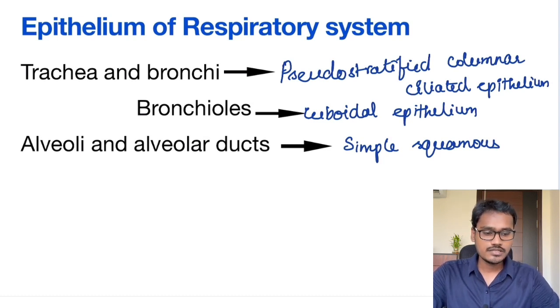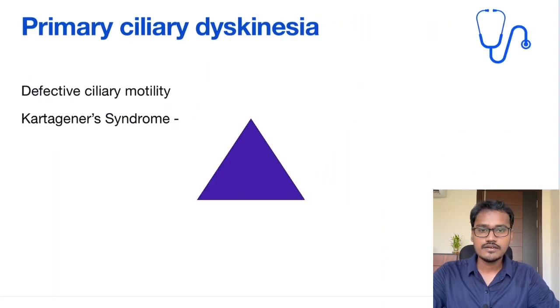Out of this, the most important is the pseudostratified columnar ciliated epithelium, because whenever this cilia gets damaged or the mucociliary movement is not fine, it is going to lead to various diseases. Let's see what the diseases are. First, coming to clinical importance, is primary ciliary dyskinesia.